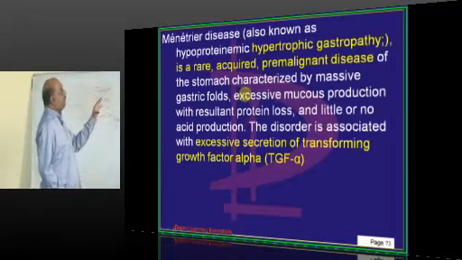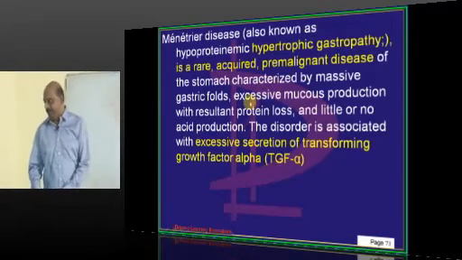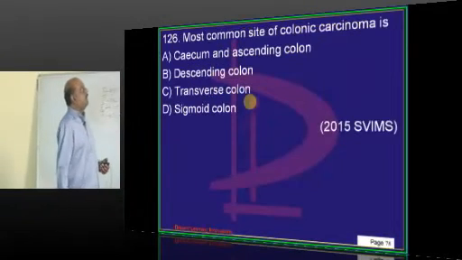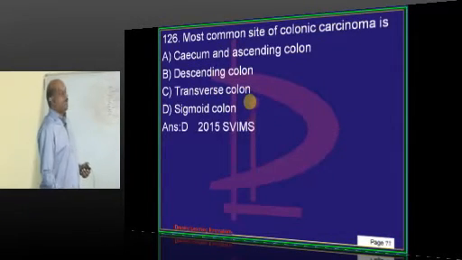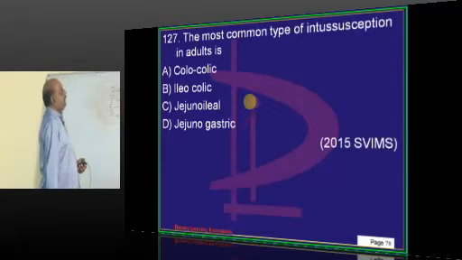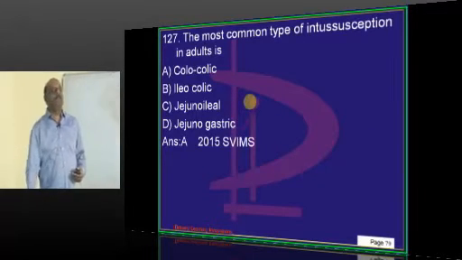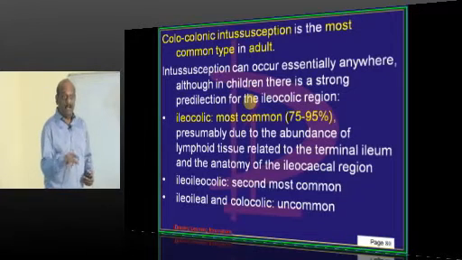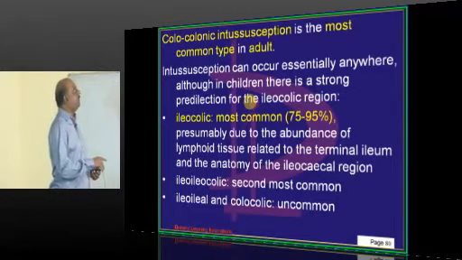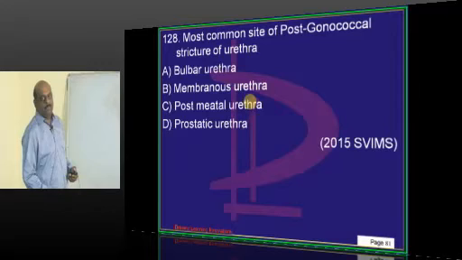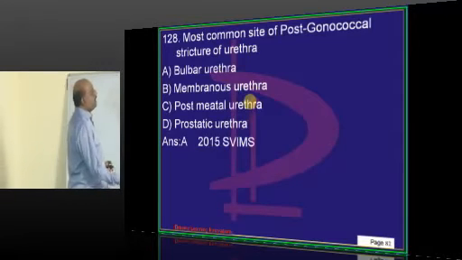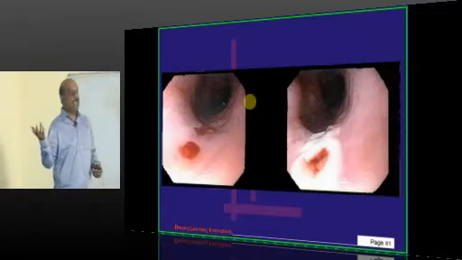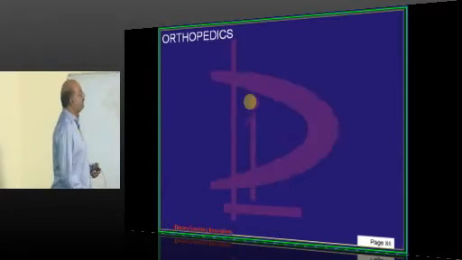Ménétrier's disease होता है mucus hypersecretion with hypertrophic gastropathy, is what you need to remember. Colonic cancer, most commonly sigmoid colon. This is a beautiful question, doctor. Superb question. I am waiting for this. अगर बच्चे children है तो ileocolic, adult है तो colocolic is what you need to be remembered. Postgonococcal stricture commonly is bulbar urethra. AV malformation is basically Dieulafoy lesion.